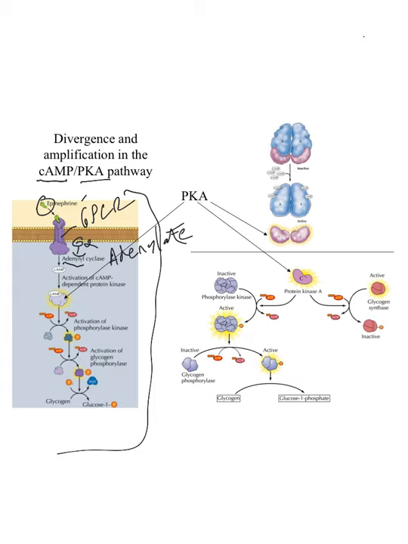Adenylate cyclase is one of those effector enzymes that takes ATP and converts it to cyclic AMP. So remember the G sub alpha, the G alpha subunit, stimulates the activity of adenylate cyclase, and then it converts ATP to cyclic AMP.